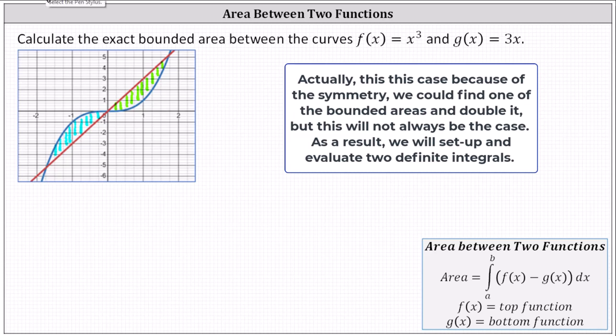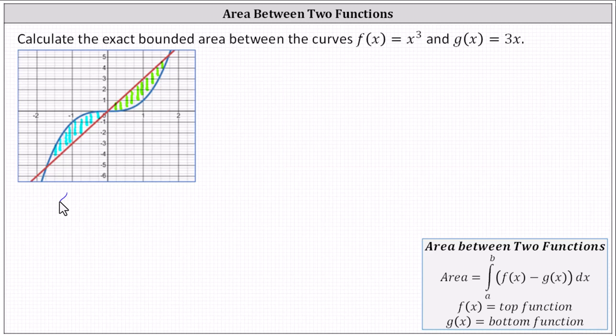We also need to determine the x-coordinates of the points of intersection to determine the limits of integration. We could try to use the graphing calculator to do this, but we will only get decimal approximations for the intersection points on the left and right. So we'll go ahead and find them algebraically by setting the two functions equal to each other and solving for x, which gives us the equation x cubed equals 3x. Let's go ahead and try to solve by factoring.